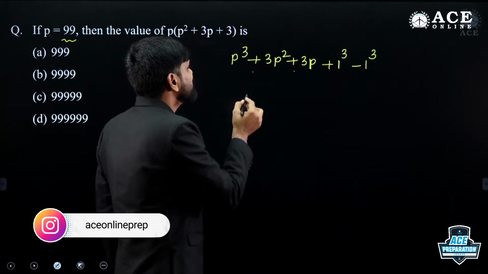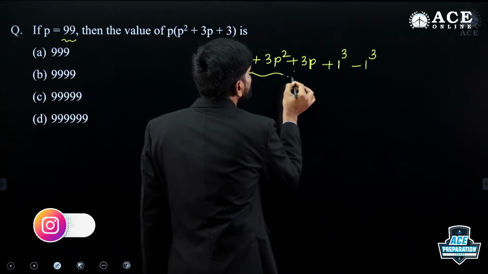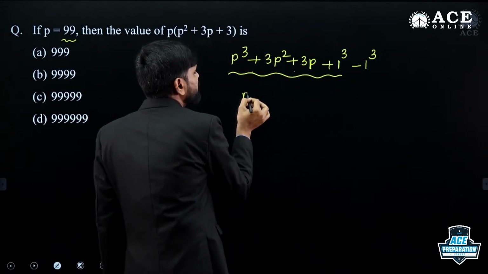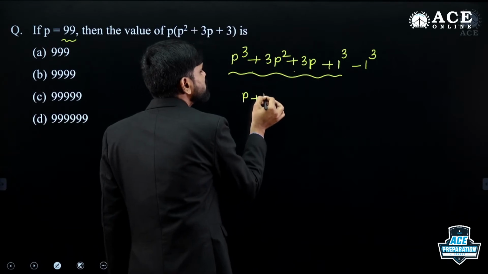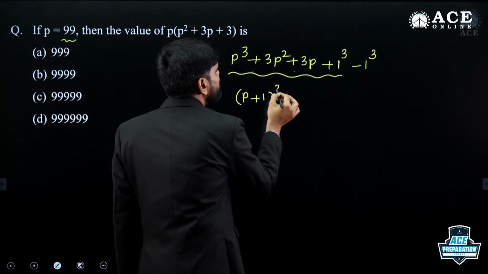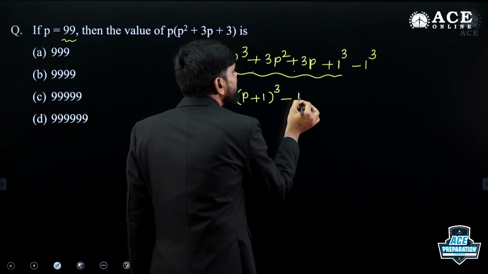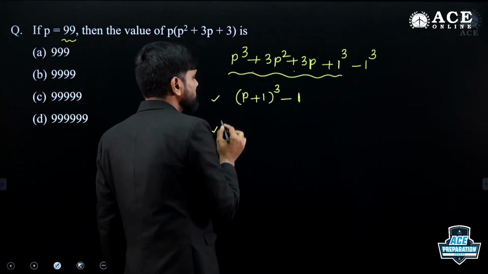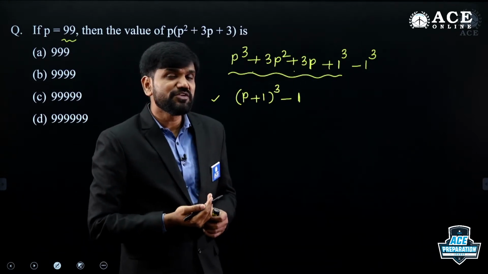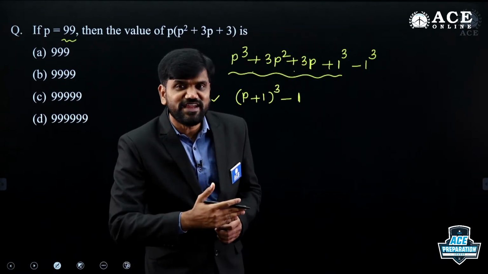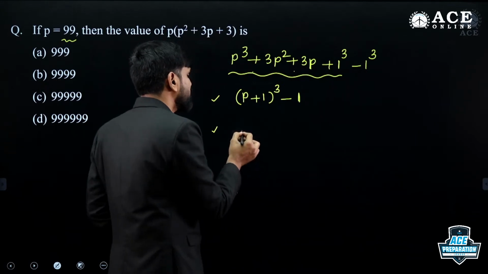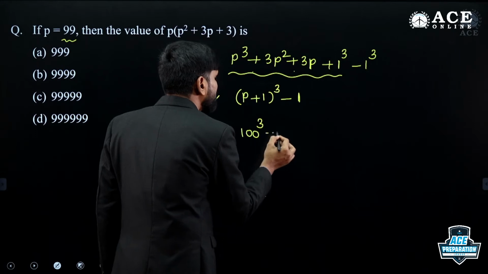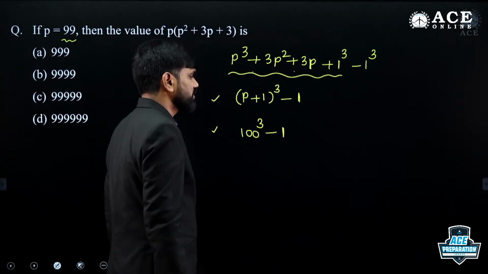In this case, this will get converted into what? Just check. This will be equal to p plus 1 whole cube minus 1. This 1 cube is nothing but 1. So p plus 1 whole cube minus 1. P plus 1 will become what? You have p as 99, so 99 plus 1 will be 100. 100 cube minus 1.